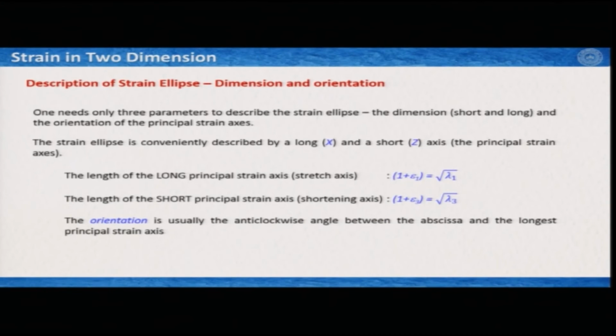So three parameters are required to describe a strain ellipse: the dimensions, which are the long axis and short axis, and also the orientation of the principal strain axis. So the strain ellipse is conveniently described by a long and short axis. In our example we will use x and z. You can ask where is y. We keep it for three-dimensional deformation.